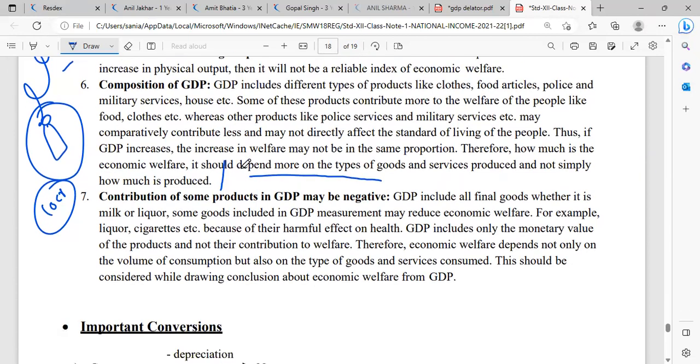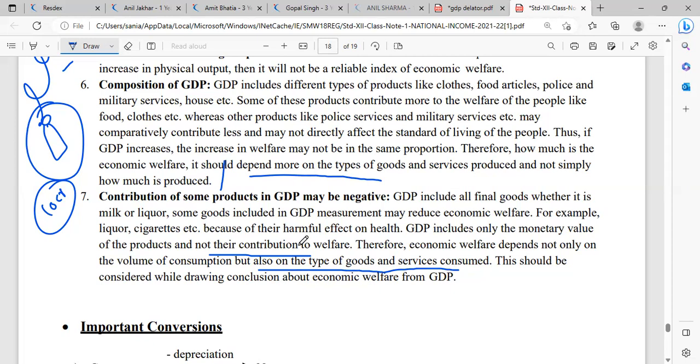Yes, ma'am. Okay. Then the contribution of some products to GDP may be negative. So GDP includes all final goods, whether it is milk, liquor, anything. Right? So for example, liquor, cigarettes, etc. Because of their harmful effect on health, GDP includes only the monetary value of the product and not their contribution to the welfare. Therefore, economic welfare depends not only on the volume of consumption, but also on the type of goods and services consumed. Right?